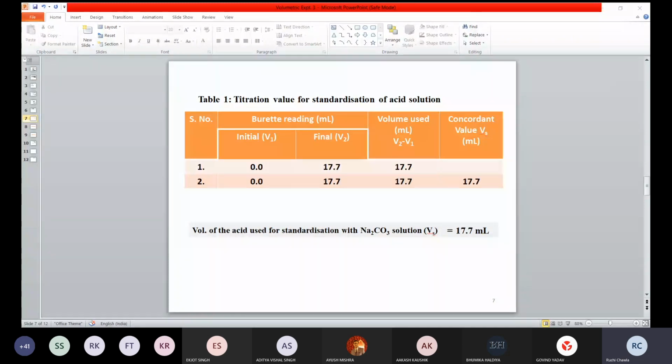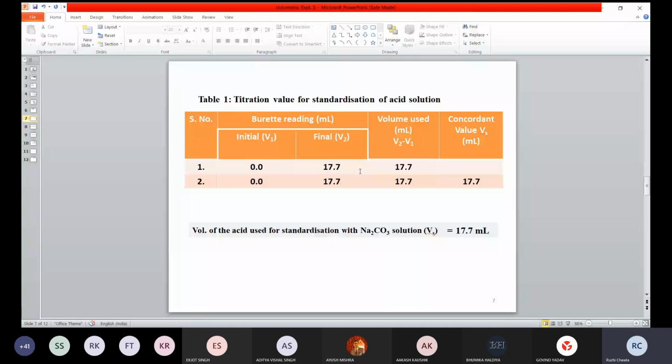Initially, you can add acid continuously, but after that, you add it drop-wise so that you can find out what is the last drop that will bring about the color change. And then, for that concordant value, you need to repeat the second experiment with the same precision. If you have got 17.7, say, in the second time, it should be 17.7 in the third go as well. Then only you can call it the concordant reading.